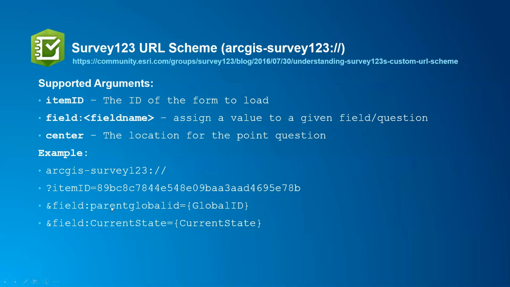So you have the field name, in this case parent global ID and current state. A very common pattern that we have is to go from Collector to Survey 123, or Collector or Explorer to Survey 123. So if you want to use Collector to view a web map, but then use Survey 123 to collect inspection records about a particular location, then you can use URL schemes to do that.